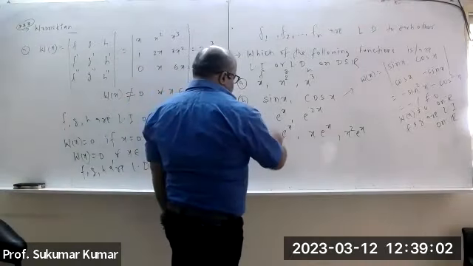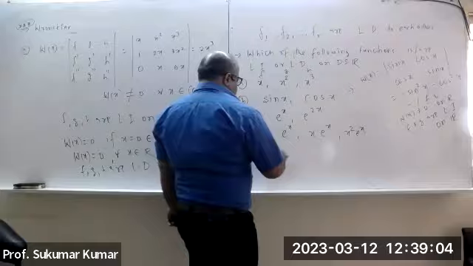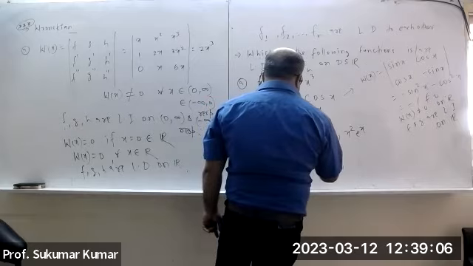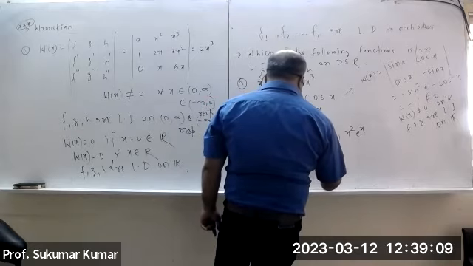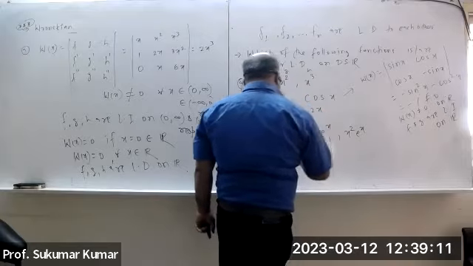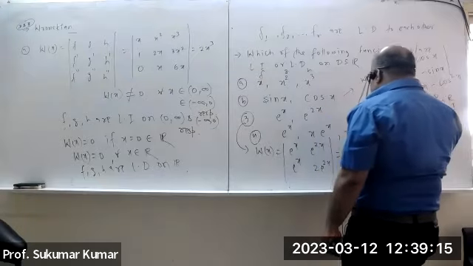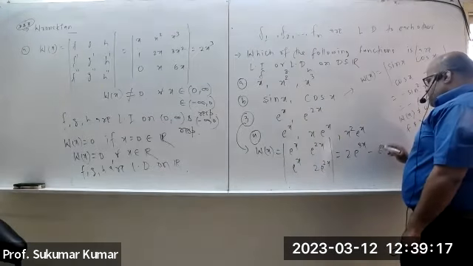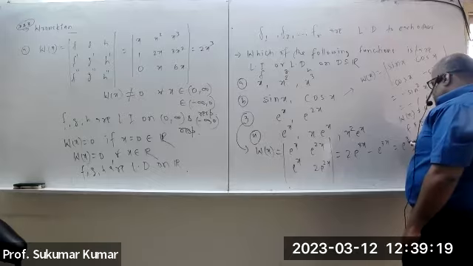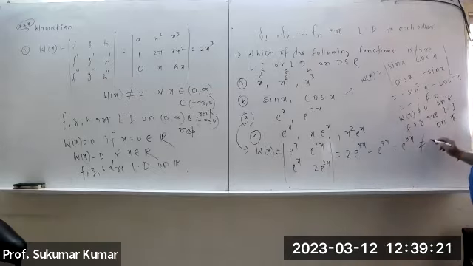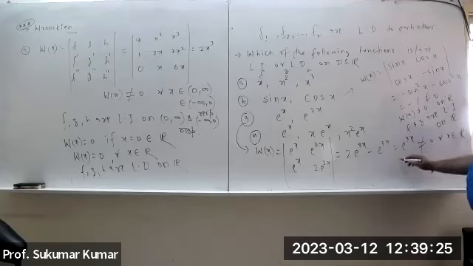The third can also be solved. e power x, e power 2x; e power x, 2 into e power 2x; and 3x minus e power 3x. So e power 3x, an exponential, is never equal to 0 for all x, everywhere. So this is also linearly independent everywhere.